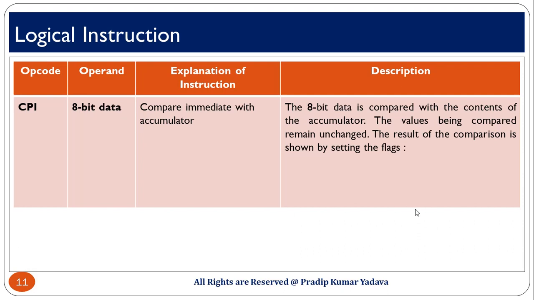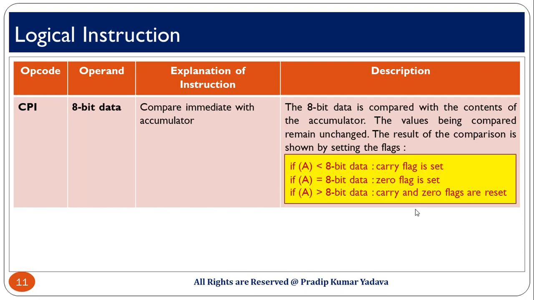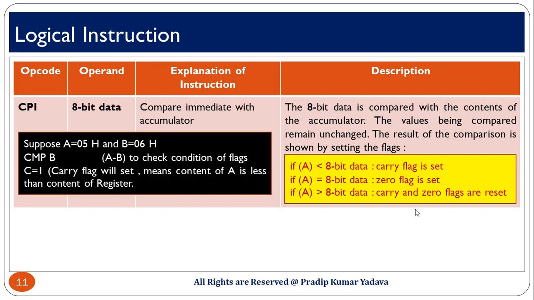Here CPI means we are going to compare 8-bit given data with the accumulator, and we can find which number is larger, smaller or equal. The same condition is applicable here, only the register or memory is replaced by 8-bit data. Here you can see the example.